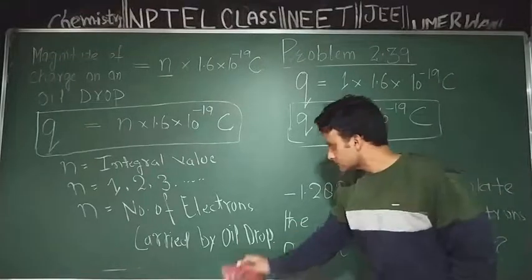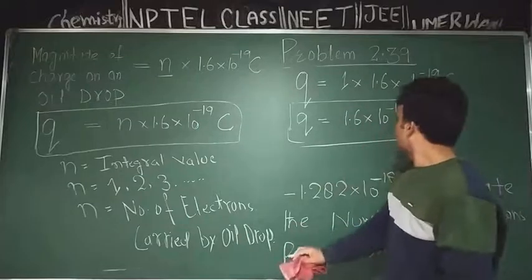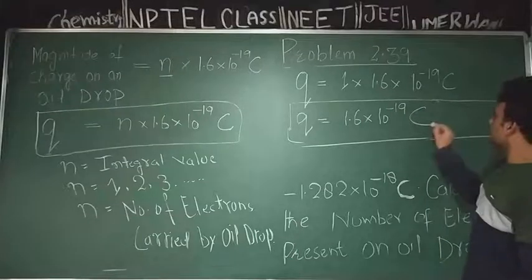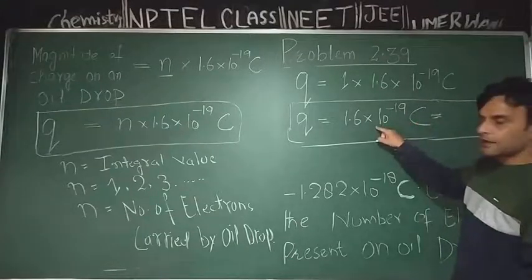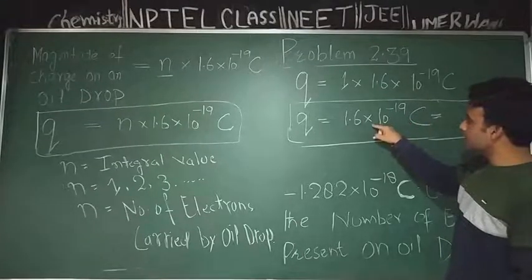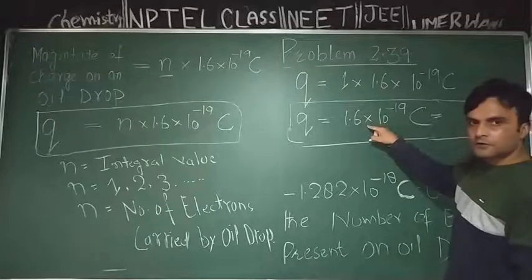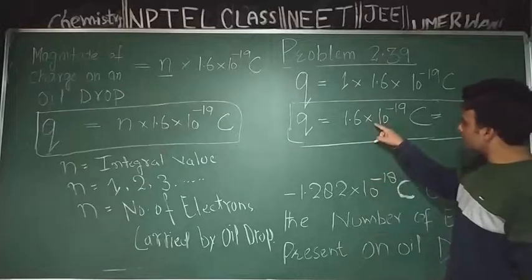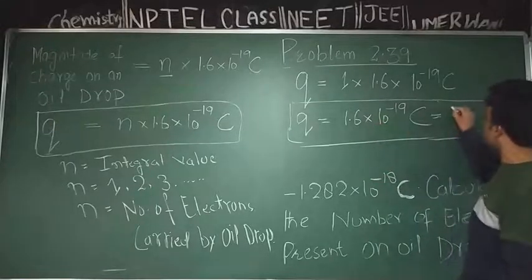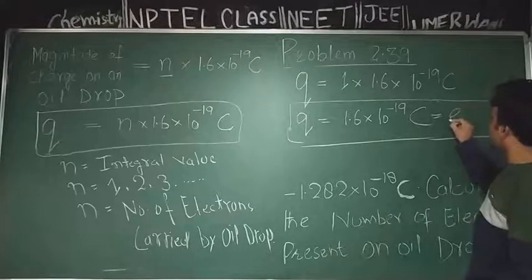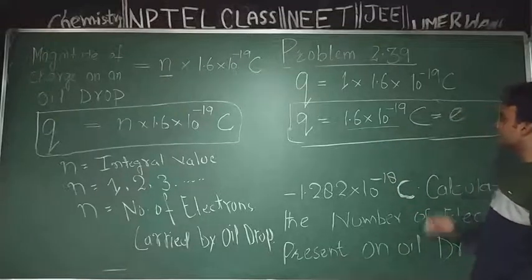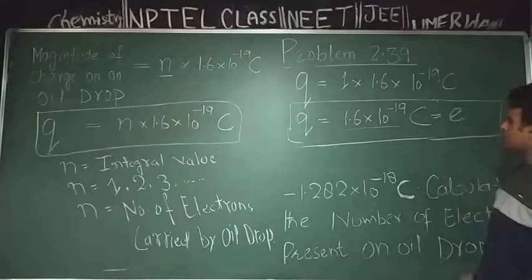This value is the magnitude of charge carried by an oil drop which carries 1 electron. Therefore, this is the magnitude of charge carried by one electron, and I will represent it by small e. This magnitude, equal to 1.6 into 10 raised to power minus 19, I will represent by e.